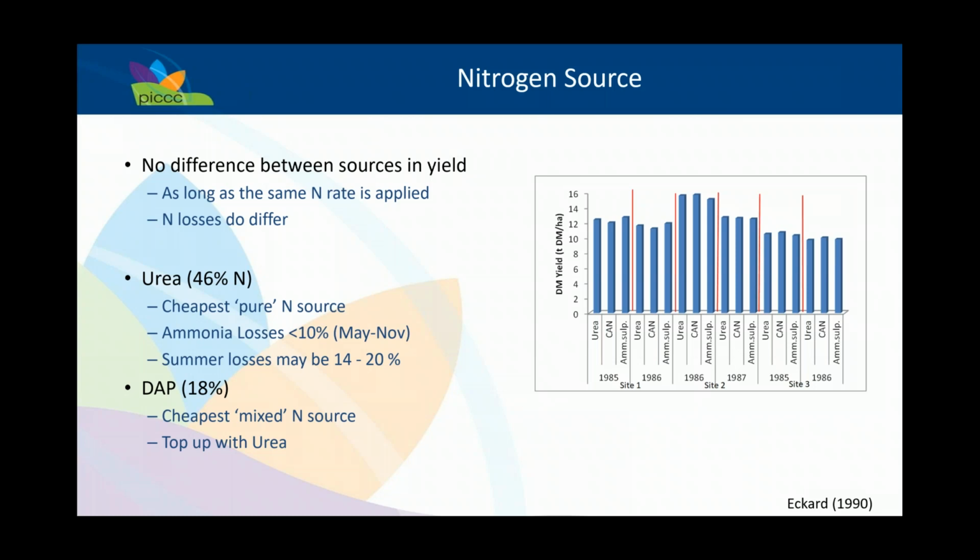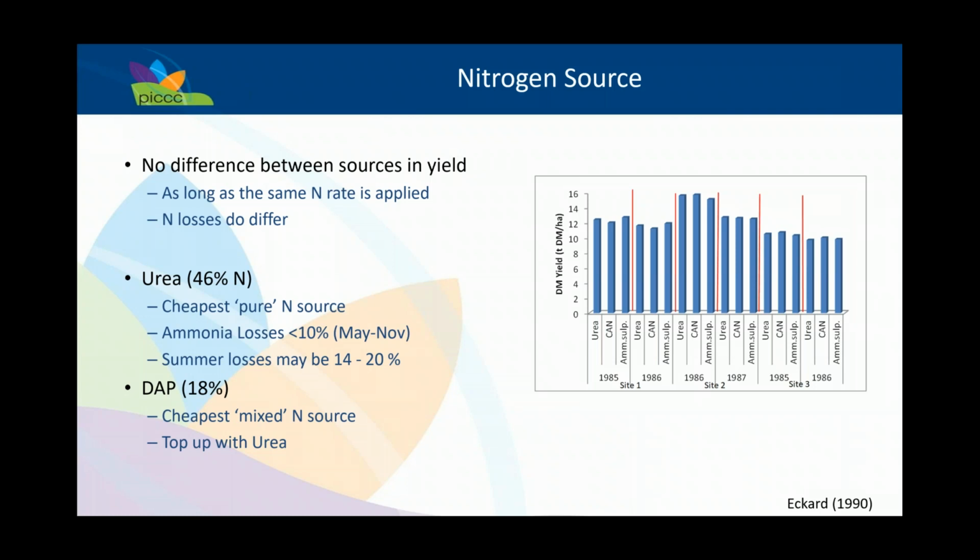And that's really important in this conversation because urea is 46% nitrogen and diammonium phosphate is only 18% nitrogen, but it's 20% phosphorus. And other sources of nitrogen have got different nitrogen contents in them. So remember though, that if you only need nitrogen fertilizer, if you only need N, nitrogen, then urea is always the cheapest pure source of nitrogen.